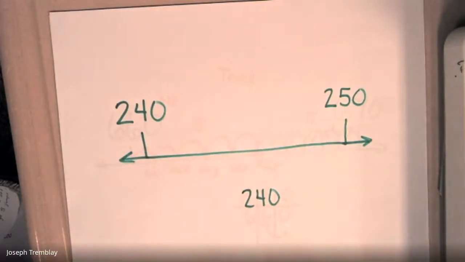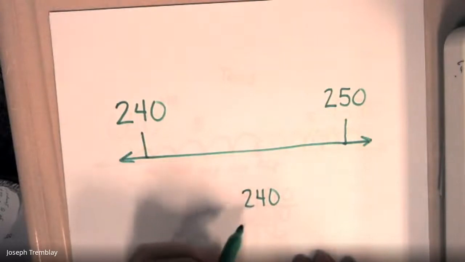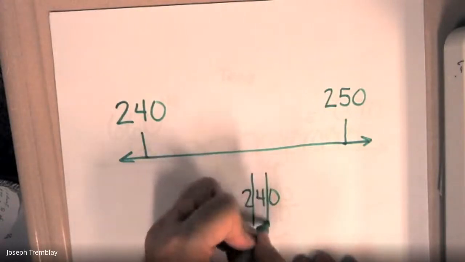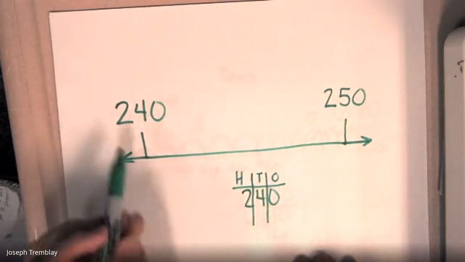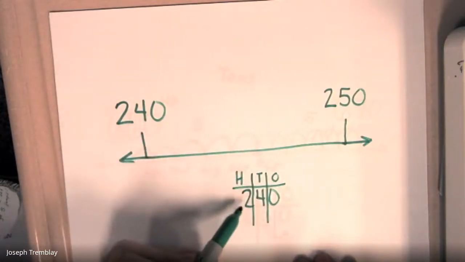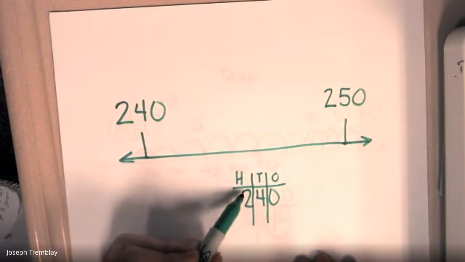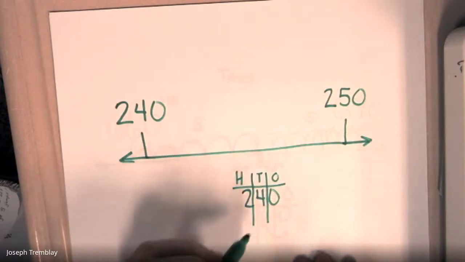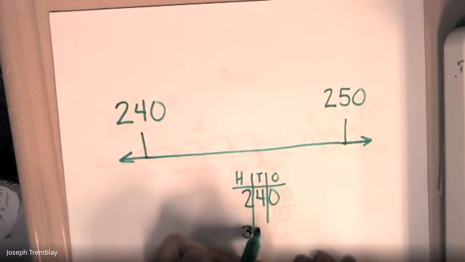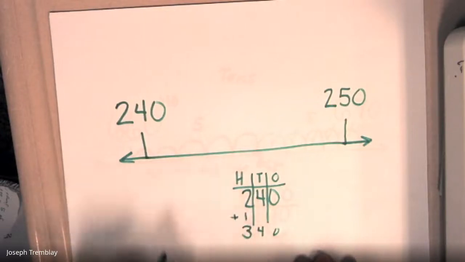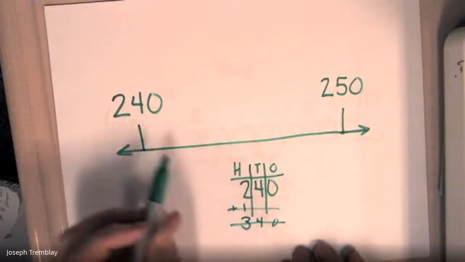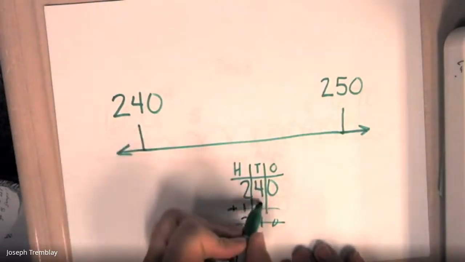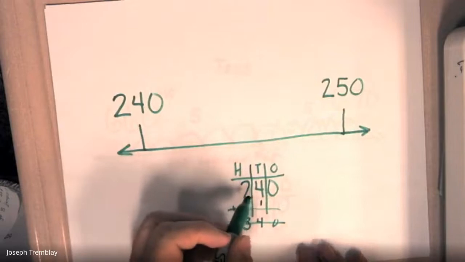Okay, so let's look at what this was. We had 240, and I put this in my place value again. And I've got my hundreds, my tens, and my ones. Now, did I add 100 here? No, I didn't add 100. If I added 100, that'd be 300. If I had one more 100, I'd have 300 and then 40. So we didn't do that. Instead, I added 10. I added 10 here, and that gave me 250.